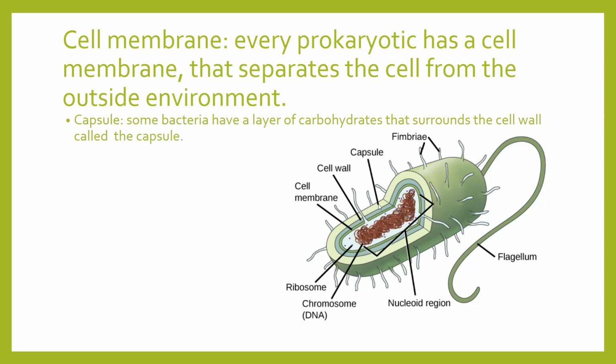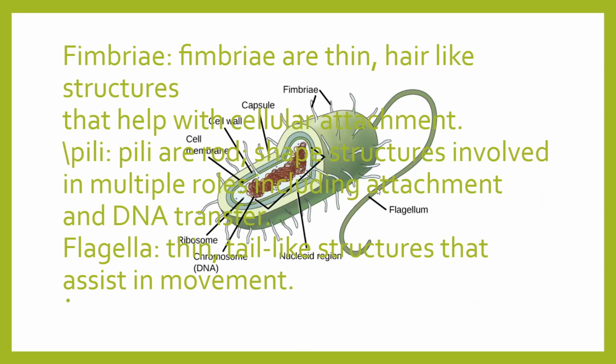Here is the capsule. Fimbriae are thin, hair-like structures that help with cellular attachment. Pili are rod-shaped structures involved in multiple roles, including attachment and DNA transfer. Flagella: thin, tail-like structures that assist in movement.